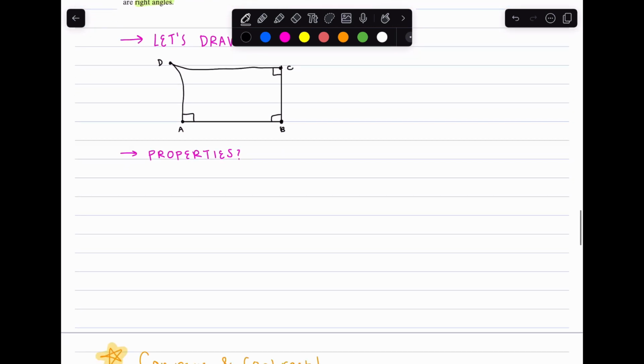So again, let's look at the properties. Angle DAB, angle ABC, and angle BCD are all right angles. And that's all the properties we're going to see with this one.